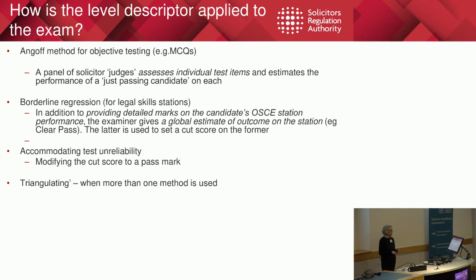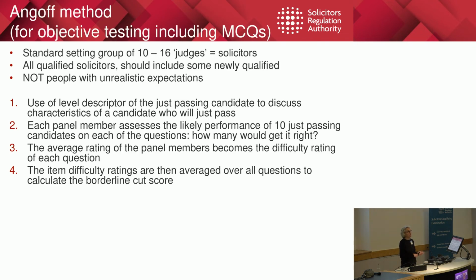So to go off, this is, I hope, exactly what you're thinking about. For the MCT, you have a standard setting group of, say, 10 to 16 solicitors. They're all qualified solicitors. You should include some who are newly qualified, therefore have a good idea of the standard of qualification, not people with unrealistic expectations. So it's not about, it's about competency. The way it would work is that, first of all, this group would discuss the standard of competency and the characteristics of a candidate who would just pass.